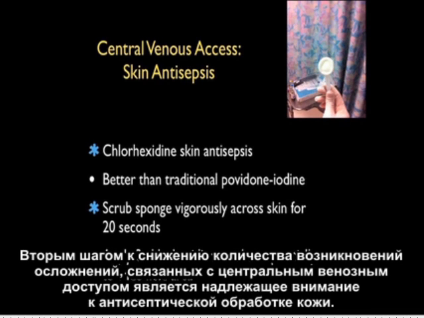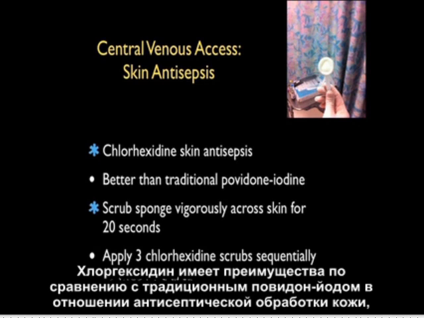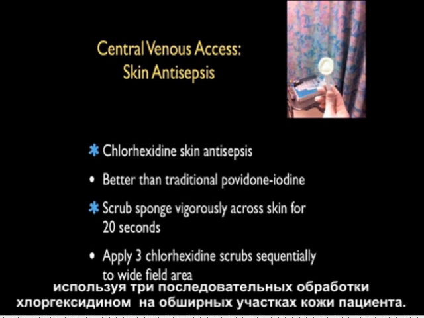The second step for decreasing the complication rate of central venous access is adequate attention to skin antisepsis. For this initiative, chlorhexidine is going to be optimal. Chlorhexidine offers benefits over traditional povidone iodine with regard to skin antisepsis, and it's best to scrub the chlorhexidine sponge vigorously across your patient's skin for 20 seconds, applying 3 chlorhexidine scrubs sequentially to a wide field area over the patient's skin.